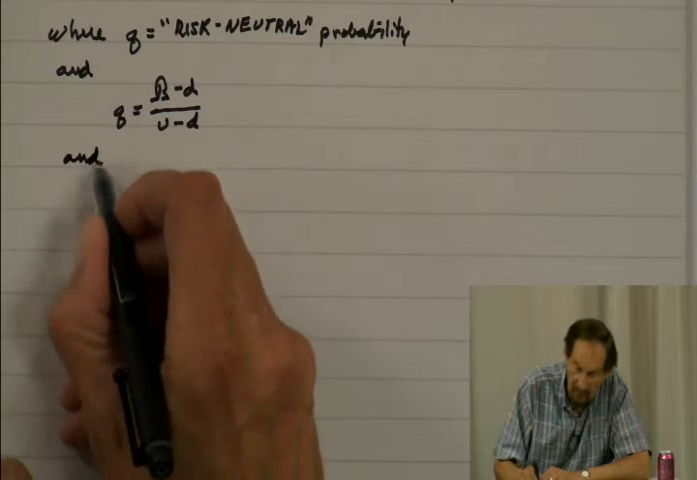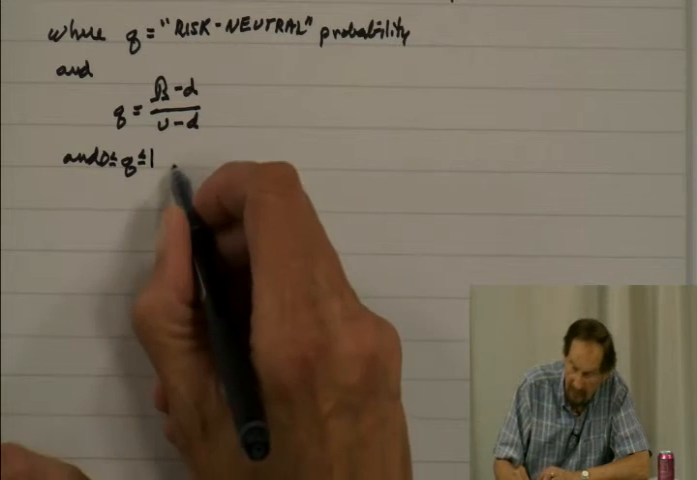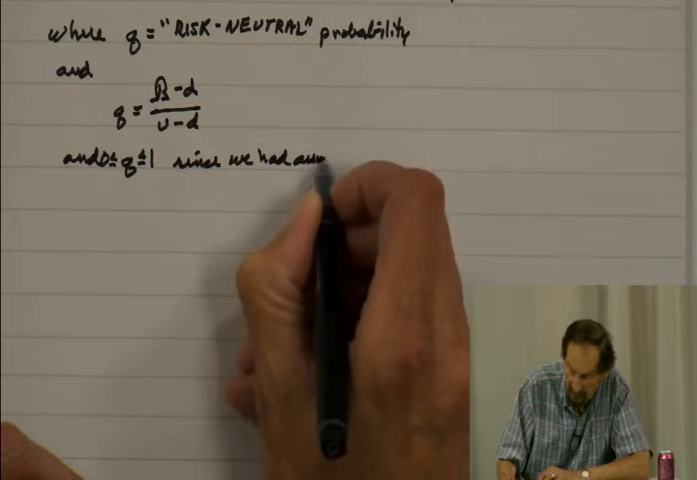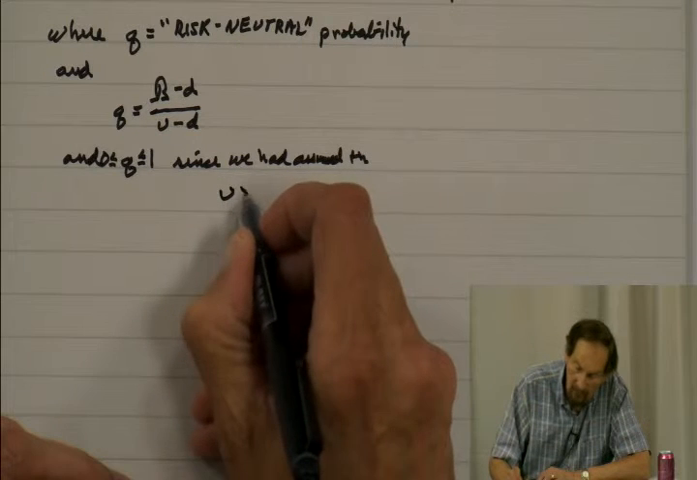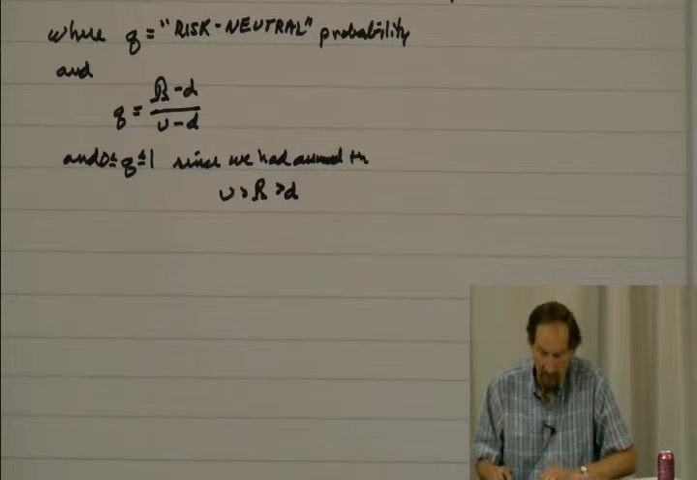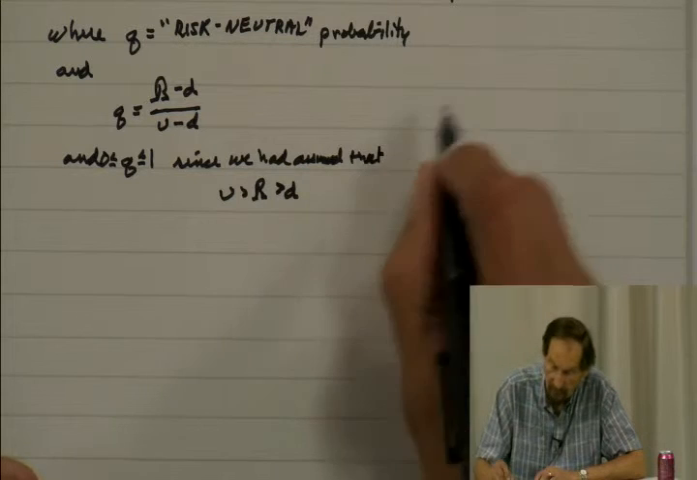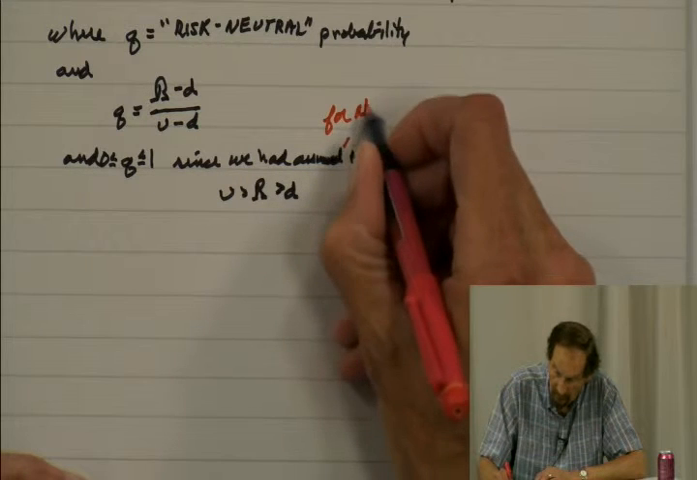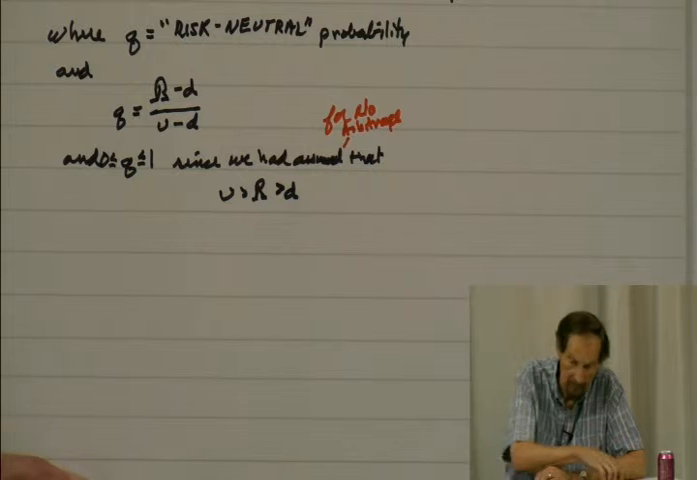And Q is greater than or equal to 0 and less than or equal to 1, since we had assumed that U was greater than R was greater than D. Okay, remember we assumed that for no arbitrage. I'll try to write a little bigger than that. That's pretty small.